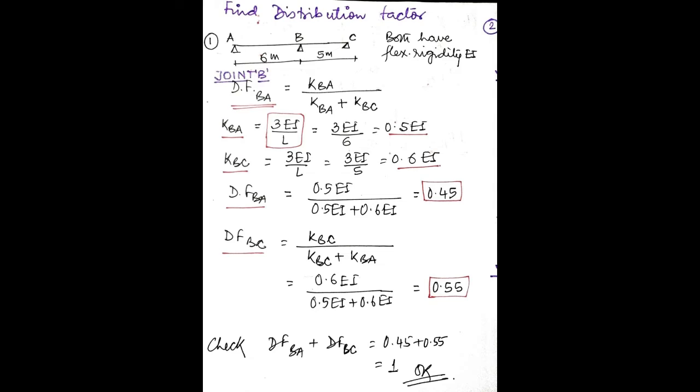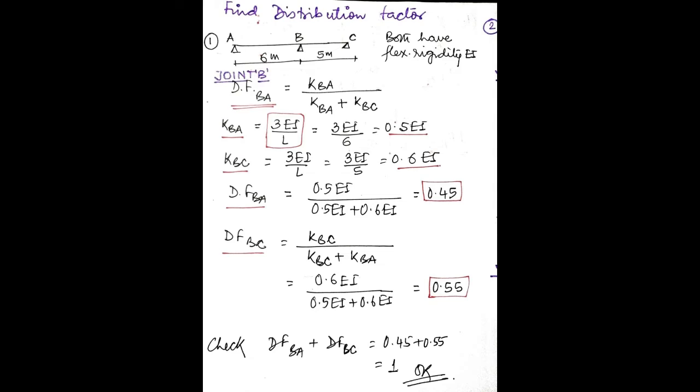Before starting off the moment distribution problem, let us see how to find out the distribution factor. So let us take this example. Example number 1, ABC is a continuous beam. The spans are 6 meter and 5 meter respectively. And in the problem it is given that both have the flexural rigidity EI. Okay, so now let us start.